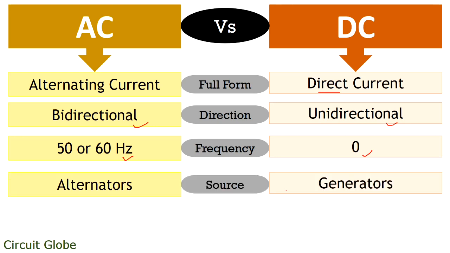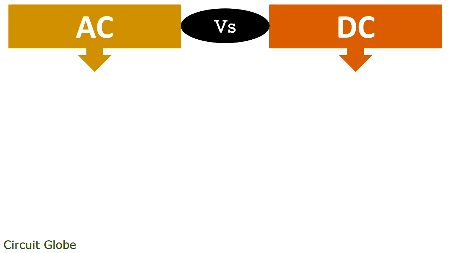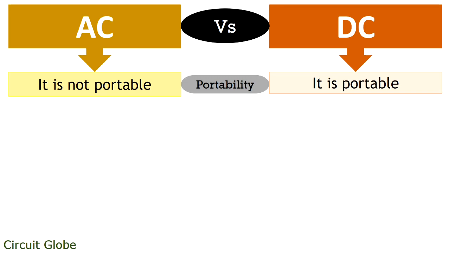Further, when we talk about source of generation, then AC is generated from alternators and DC is generated from generators or batteries. Whenever there is a need to convert AC to DC or DC to AC, then AC to DC conversion requires rectifier and DC to AC conversion needs inverter. Further, when we talk about portability, then AC is not of portable nature but can be produced by using portable AC generators. On the contrary, DC offers ease in portability as it can be carried in the form of batteries.